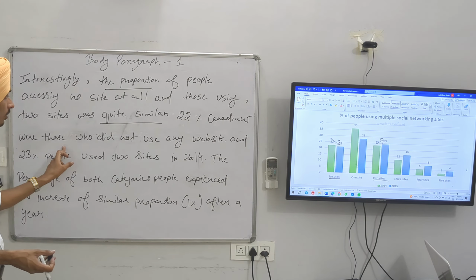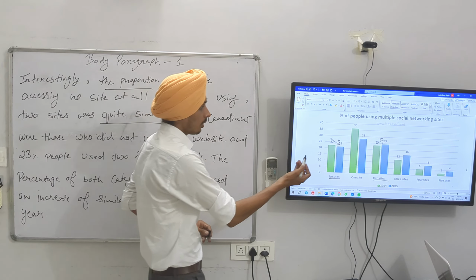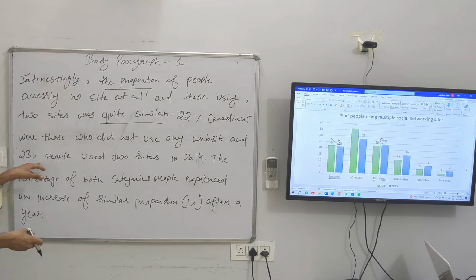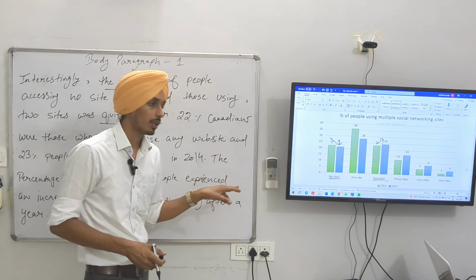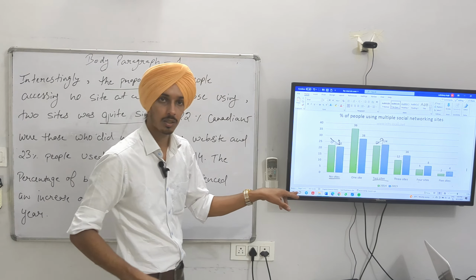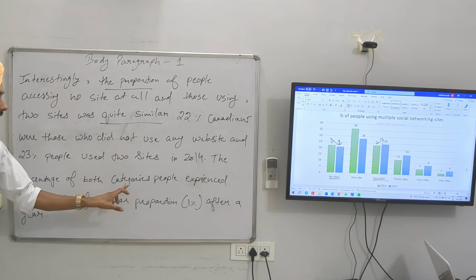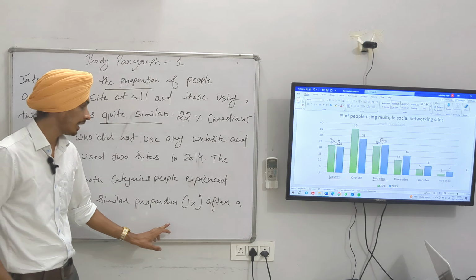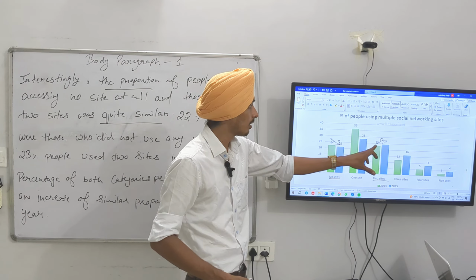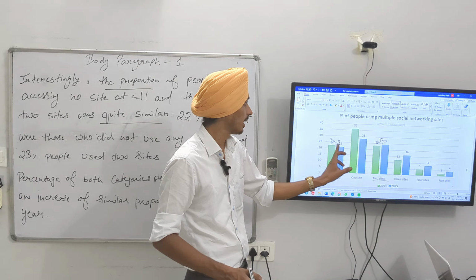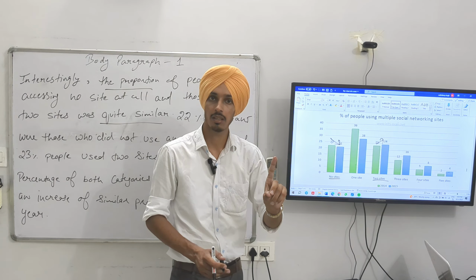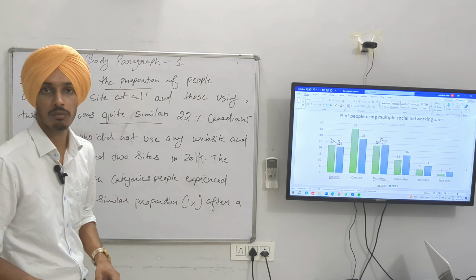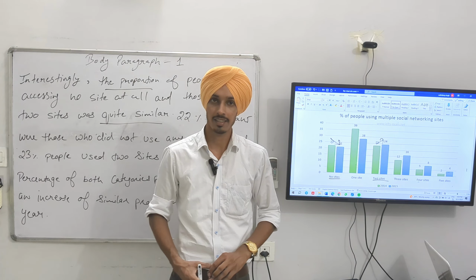22% Canadians were those who did not use any website. 22% Canadians didn't use any site. And 23% people used two sites in 2014. There were 23% people who were using two sites in 2014. So the percentage of both categories people experienced an increase of similar proportion. Like from 23 to 24, there is a difference of 1%. Here from 22 to 21, there is a difference of 1%. So the difference is the same. After a year, means in 2015. So here the bar chart is complete.